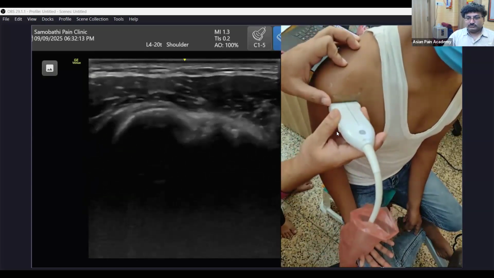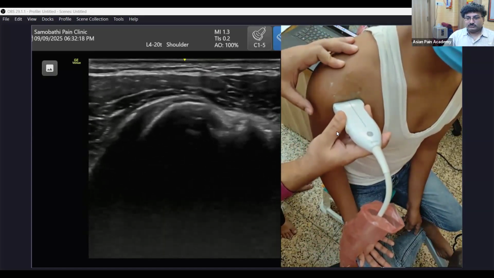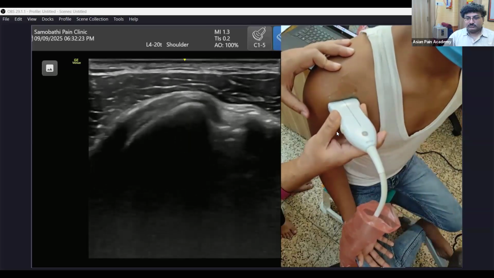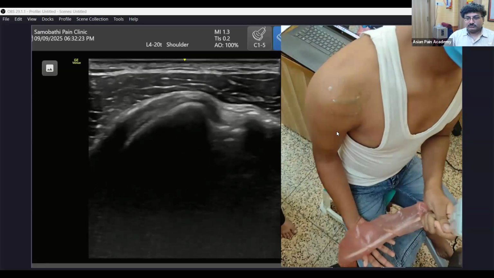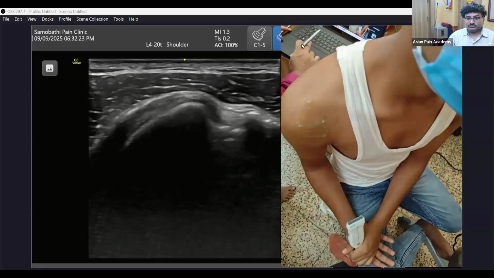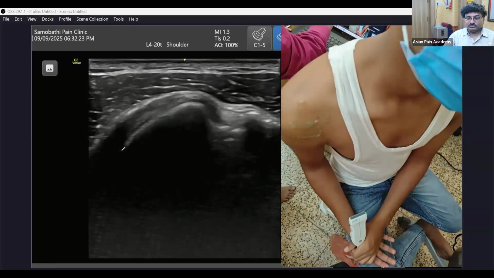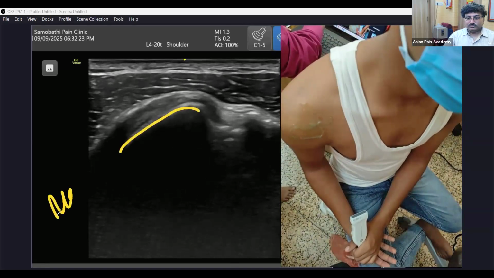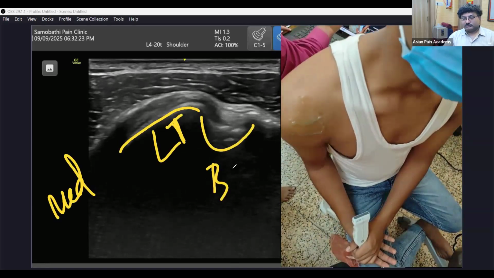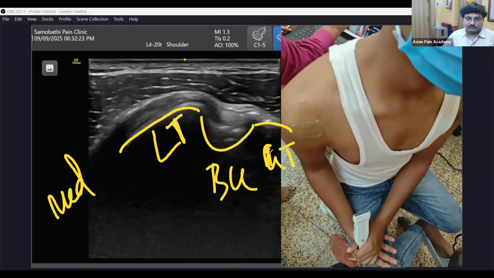First I will put the probe like this. Here the left side is the medial side. Okay, so here I show you. This is step 1, step 1 to see the rotator cuff interval. This is the medial side, this is the lesser tuberosity, this is the bicipital groove, and of course this is the greater tuberosity.